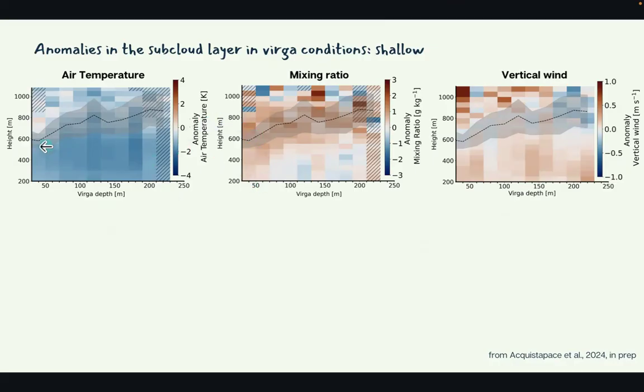Here you can see also that we plotted a dashed line that is basically the mean cloud base height as a function of virga depth bins. And the grayish area is the uncertainty about the cloud base height. So what can we see for shallow clouds?